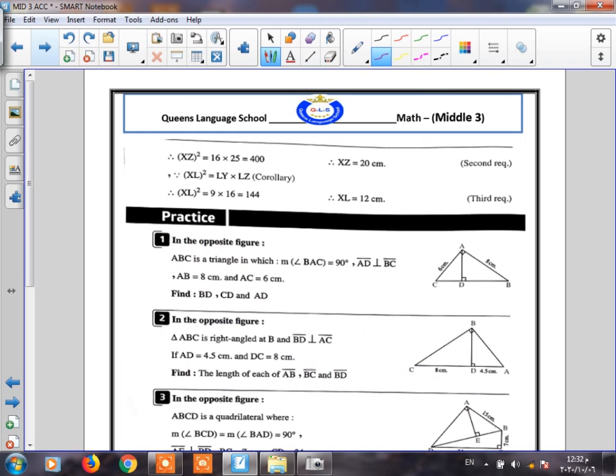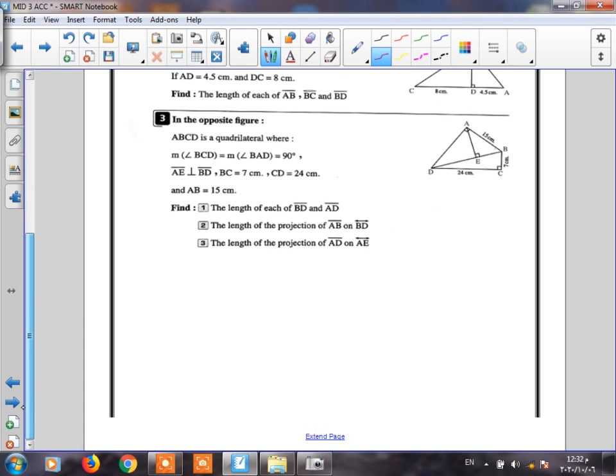Here is the answer if you want to understand it carefully. Okay, let's choose the last one, and we can solve it together. He said to me ABCD is a quadrilateral. Measure of angle BCD equal 90 degrees. BCD is a right angle triangle. BC equal 7 cm, CD equal 24 cm, AB equal 15 cm. And he asked me to get the length of each of BD and AD.